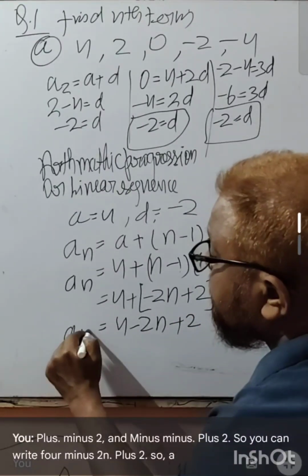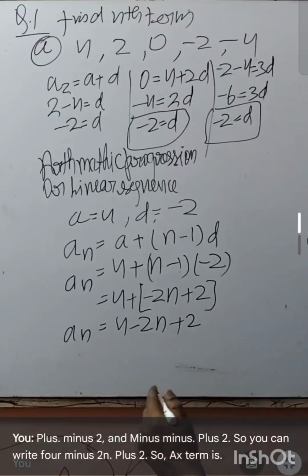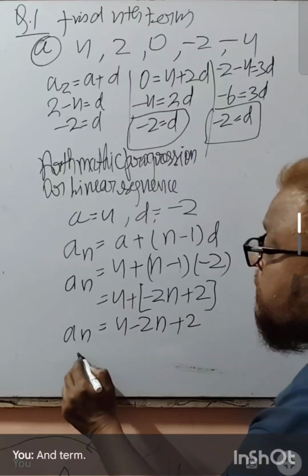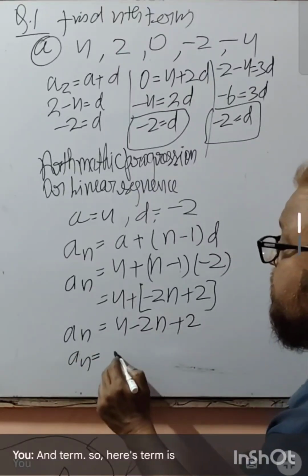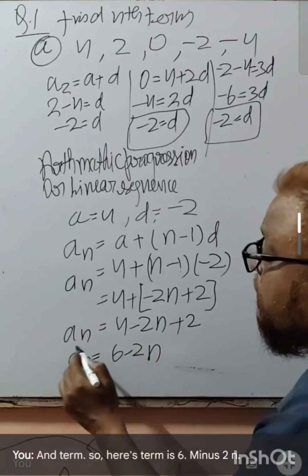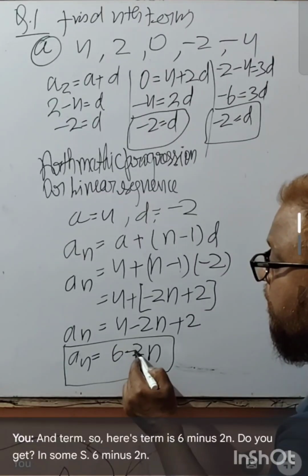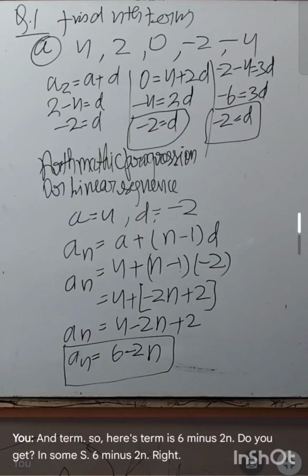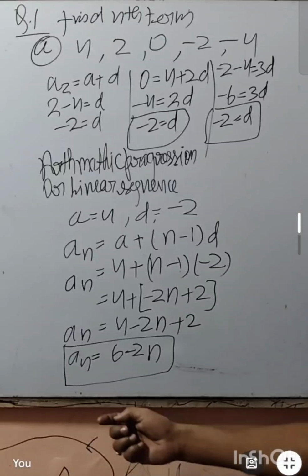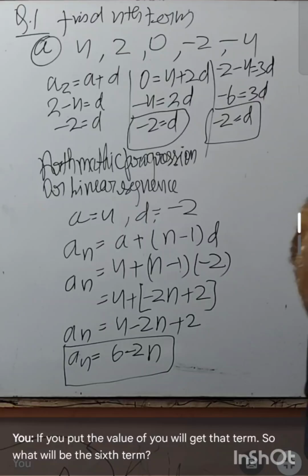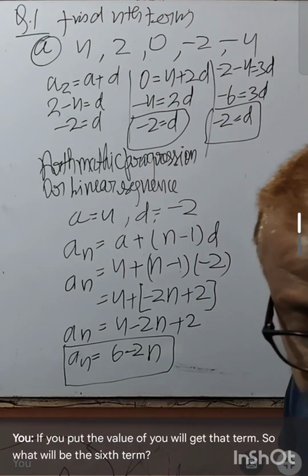So nth term is 6 minus 2n. Do you get? Nth term is 6 minus 2n, right? If you put the value of n, you will get the term. So what will be the sixth term?